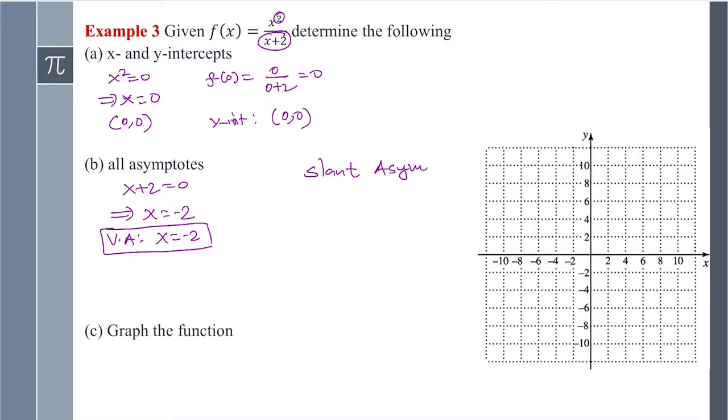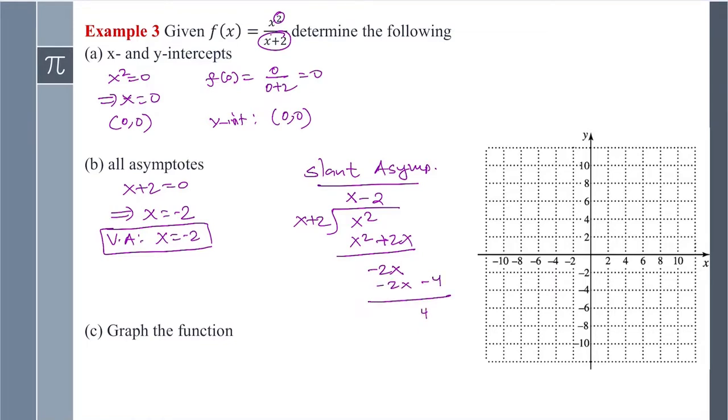So to find the slant asymptote, we divide the numerator by the denominator. We'll just perform the long division. So let's go ahead and do that. x plus 2. When we divide the numerator by the denominator, we get x here, x squared plus 2x, and then when we subtract, we get negative 2x. That means we have to put minus 2 here. So negative 2x minus 4. When we add them, we get positive 4 here. So that gives us the slant asymptote. The slant asymptote is the line y equals x minus 2.